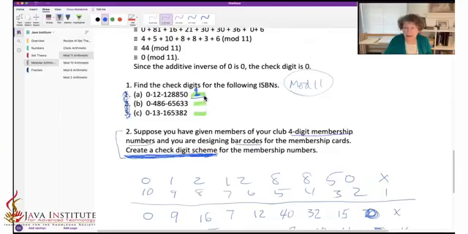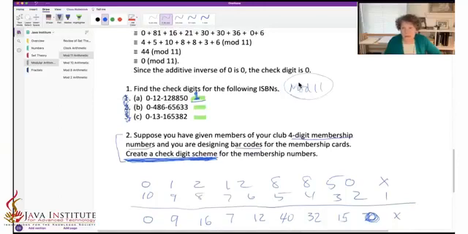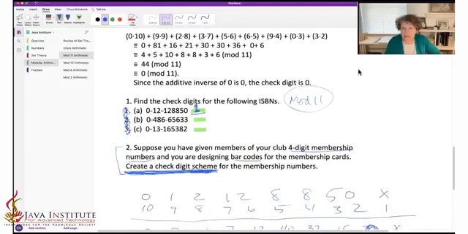Okay. And so let's see. B, okay, let's see. 6 and 2. Oh dear, I'm getting different answers.